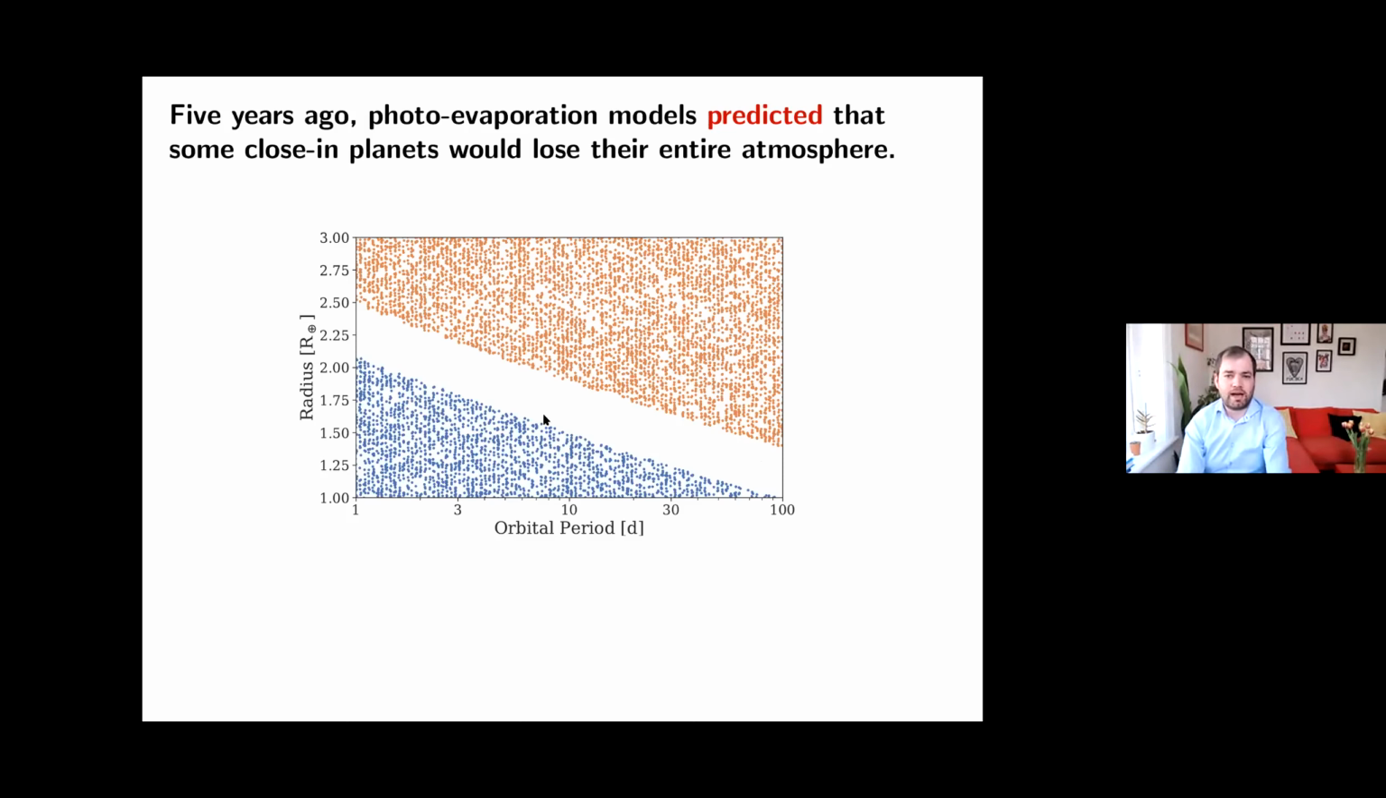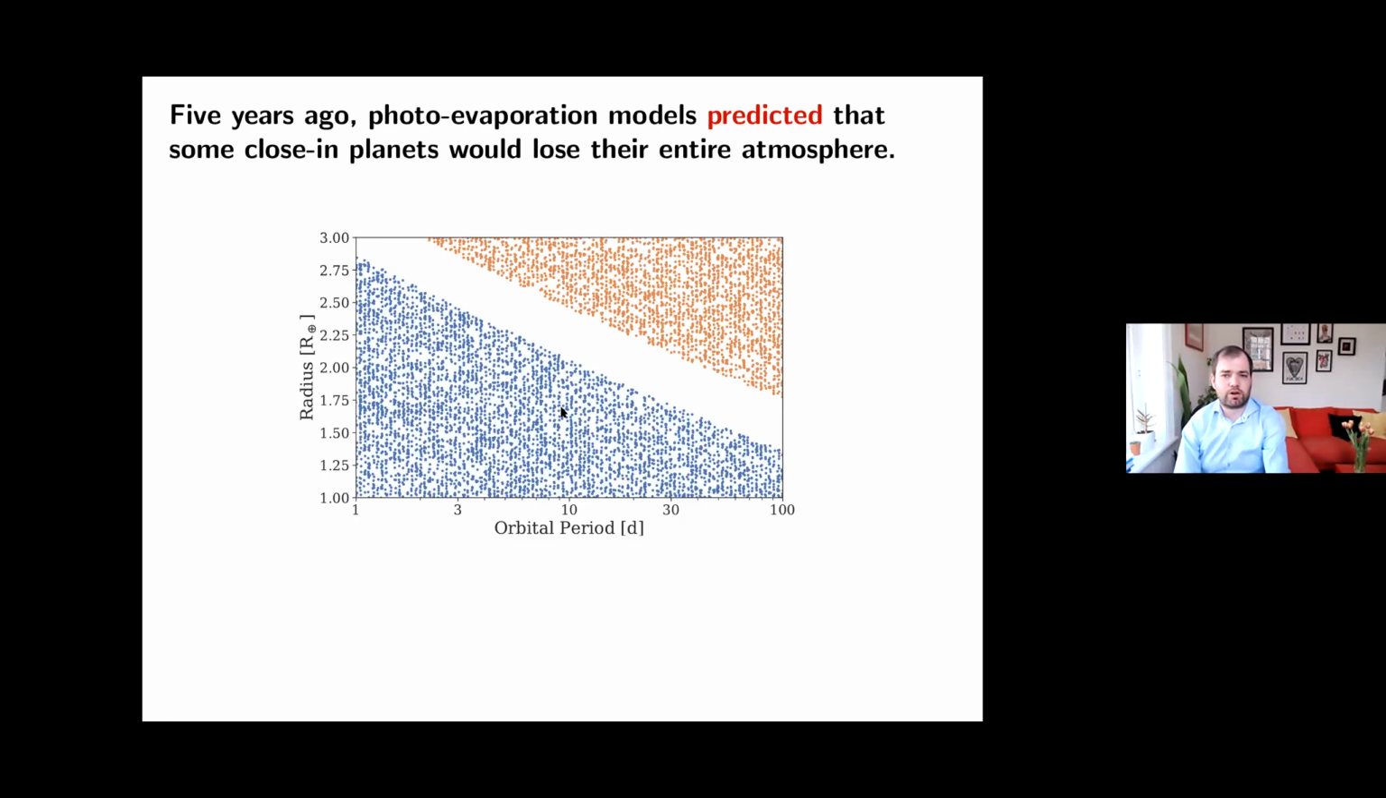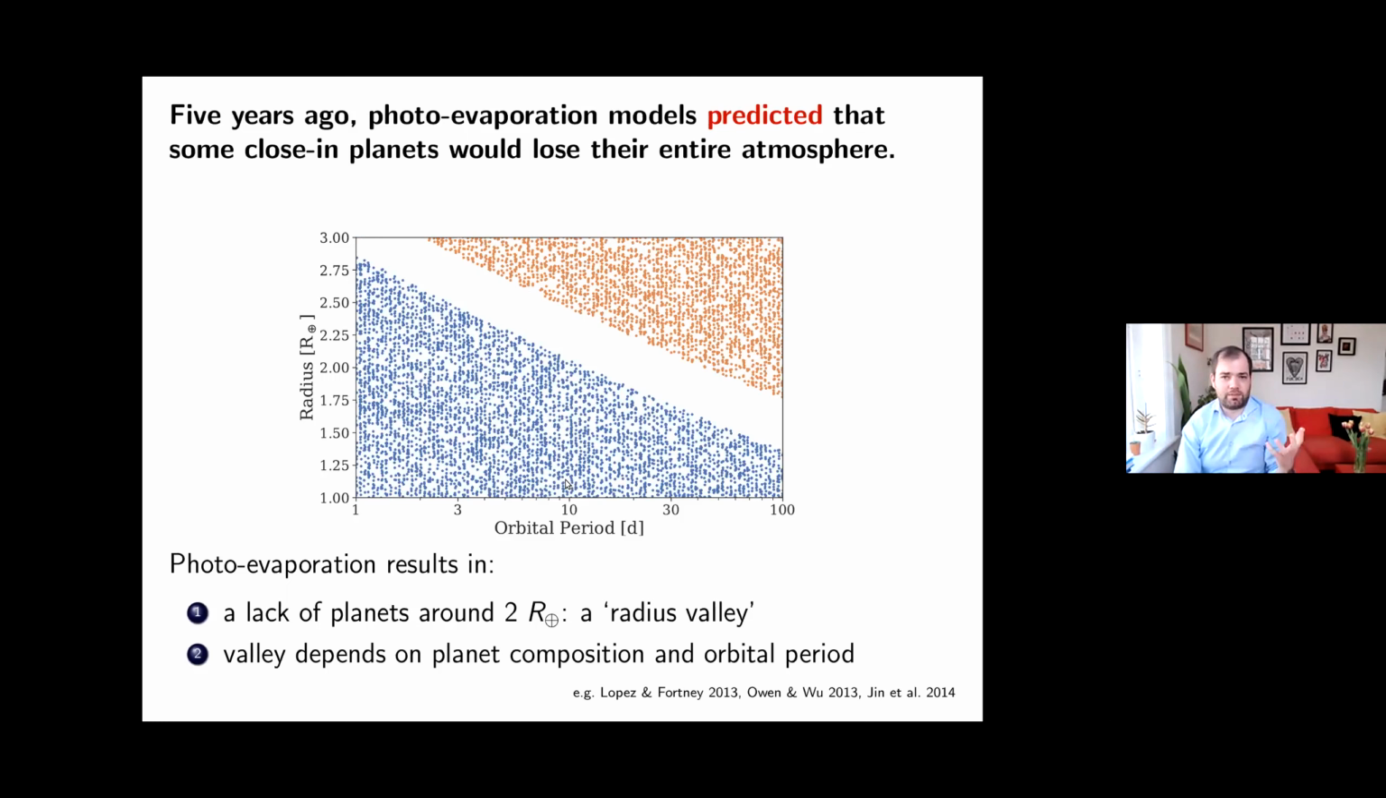If instead you form icy planets, it'd be harder to hold on to atmospheres. So more of these upper planets would end up below. There's more stripping going on. So your valley would move upwards. But the idea is always the same. No matter how you turn it, for specific samples of planets, you would end up with two categories.